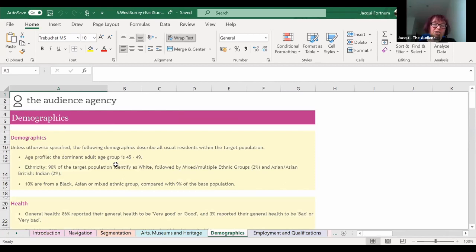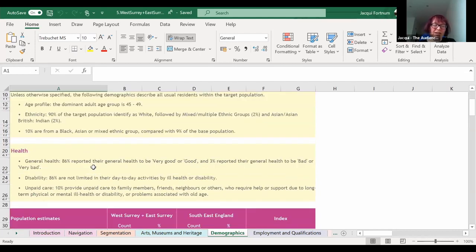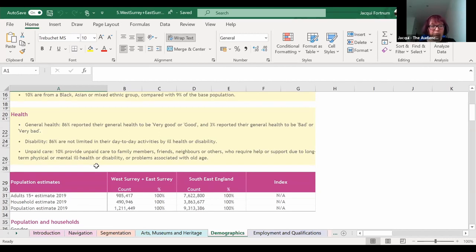And then we get into the demographic profiling, which is where a lot of the information in these reports sits. And for each section, it gives you a sort of overview of what the dominant groups are within the catchment area. So, for example, for this report, the dominant adult age group is 45 to 49. And then it breaks it down to ethnicity and health as well.